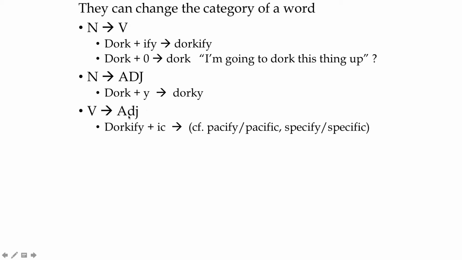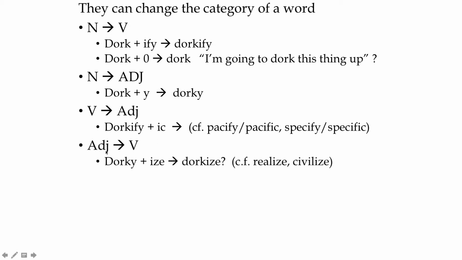Dorkify, the verb that we created. If I add -ic, I could turn it into an adjective again, like dorkific, maybe. Obviously, this doesn't exist, but it could. I could take an adjective and turn it into a verb. I have this adjective dorky, which I created, and I could maybe verb this by adding -ize, to dorkize, something. Actually, I like dorkify better than to dorkize.